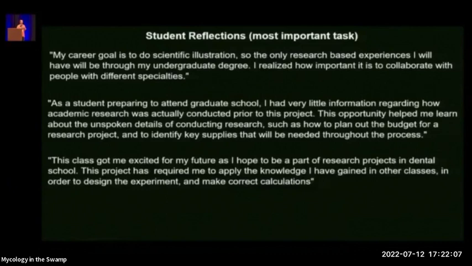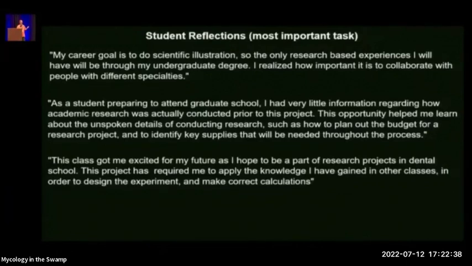Okay. And so the student reflection, I think this is kind of the most important thing, right? And so we've got comments like, I want to be a scientific illustrator. This is really the only research experience I'm going to have in my undergraduate degree. I learned about collaboration, okay? I'm preparing to attend graduate school. I didn't know about, hey, you've got a budget for a science project. We got to plan for that and really think out the project ahead of time.